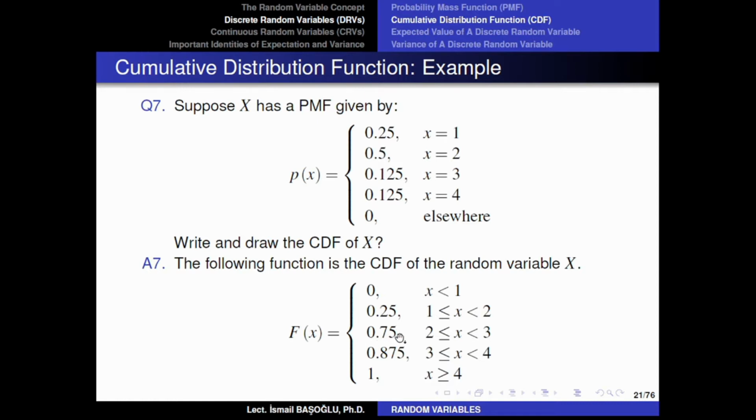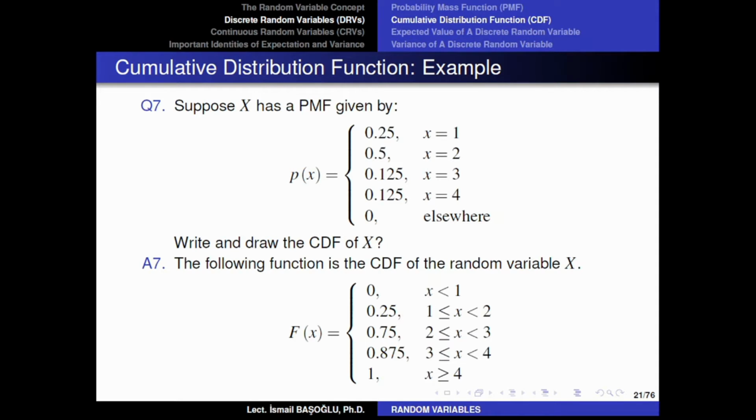And it is going to remain the same at 0.75 until you reach 3. And when you reach 3, the accumulated probability will be 0.875. And it is going to remain the same until you reach 4. And when you reach 4, the accumulated probability will reach 1. And it is going to remain at 1 until infinity. Because after 4, there is not any other probability mass. Or in other words, let's describe this cumulative distribution function in terms of definition.